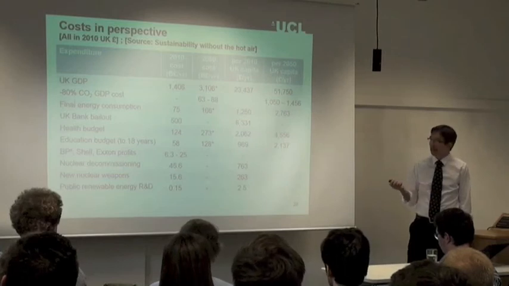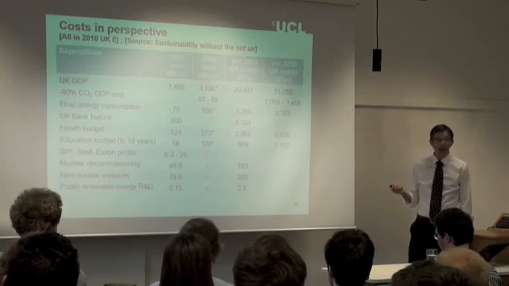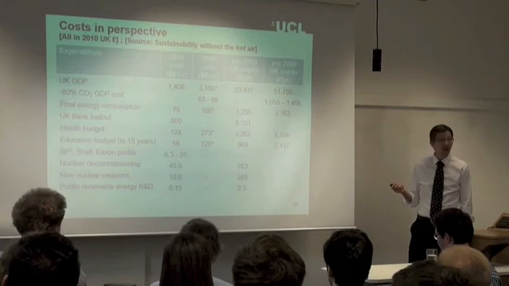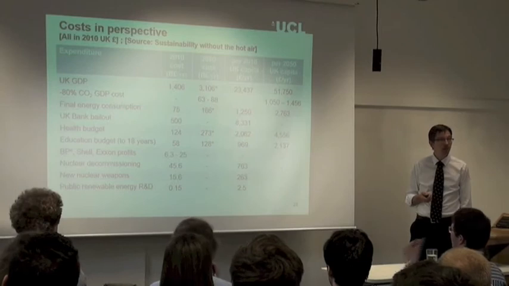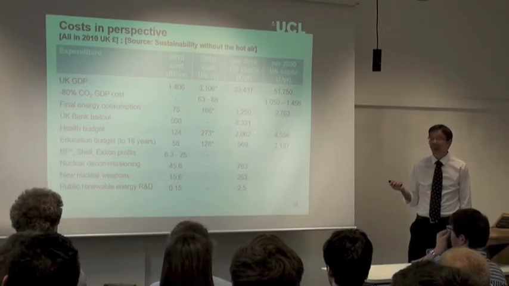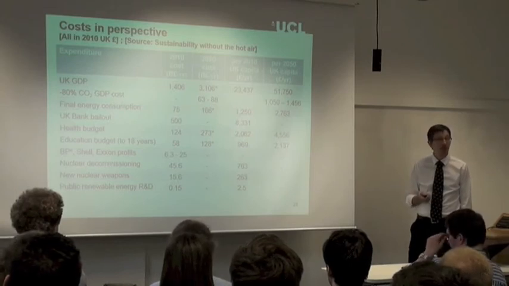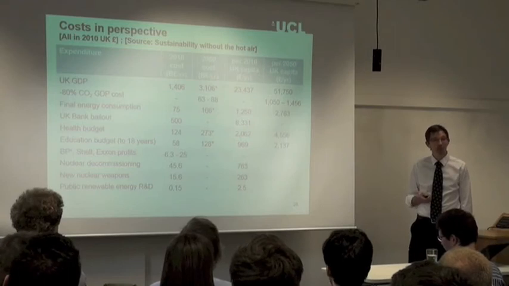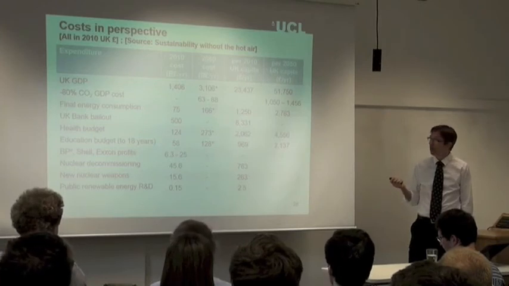But then let's start having a little bit more fun. Let's look at the UK bank bailout. This is the one-time cost. It's very hard to work out how much it is, but a reasonable estimate would be £500 billion. This is an eye-watering £8,000 per person. Everyone in this room gave the UK banking sector £8,300. So this is serious. Let's look at something else.